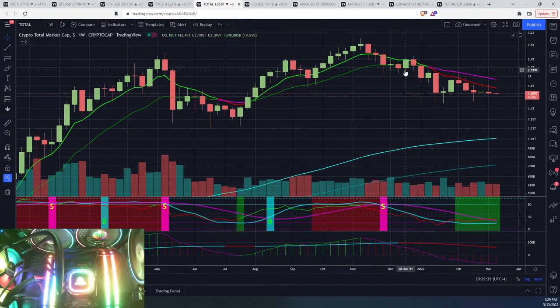Crypto total market cap, again, we see bearish divergence. We topped out at the 1.618. This is our weekly chart. We're very much below. This looks exactly like the Bitcoin chart. Bears are in full control. The bulls are absolutely dead. The 8 and 21 across the downside, all red histograms, red slope line. Crypto looks like trash.